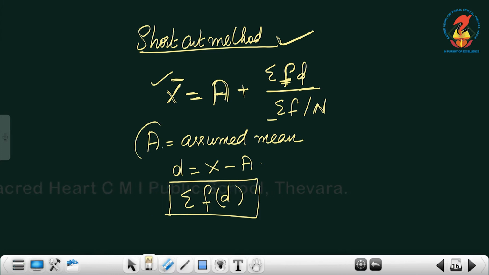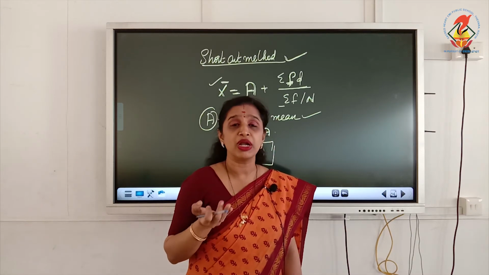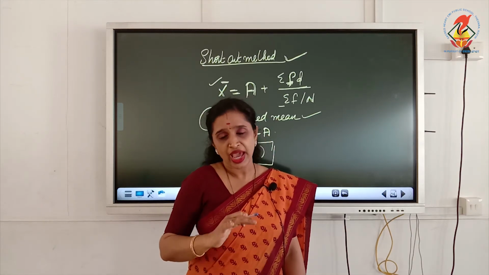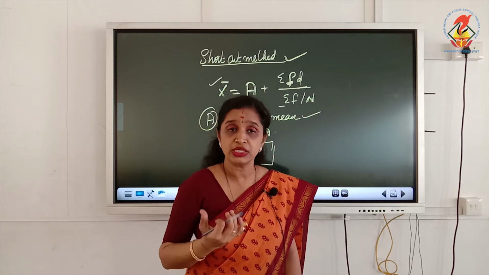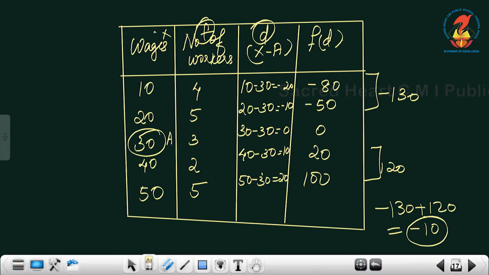Now here A, you know, it is an assumed mean. From the x values, any number can be taken as assumed mean. Where D is equal to x minus A, deviation, and each deviation should be multiplied with frequency and then take the total of it. That is known as sigma fd. Okay. Now the same example we will take for finding out the arithmetic mean using this method.